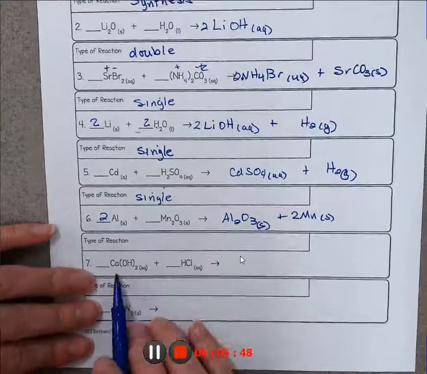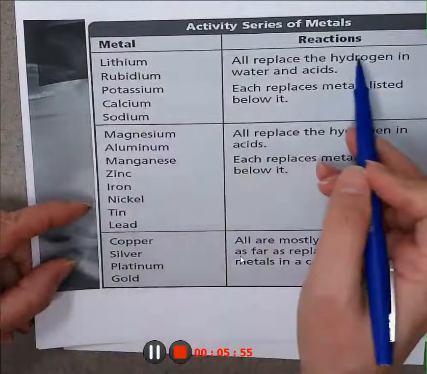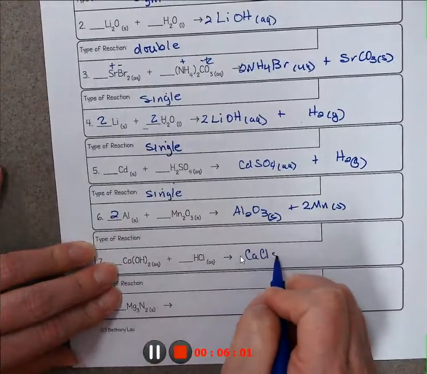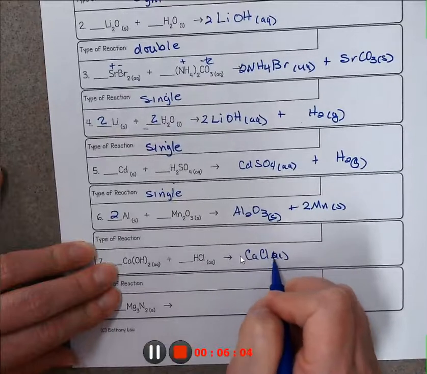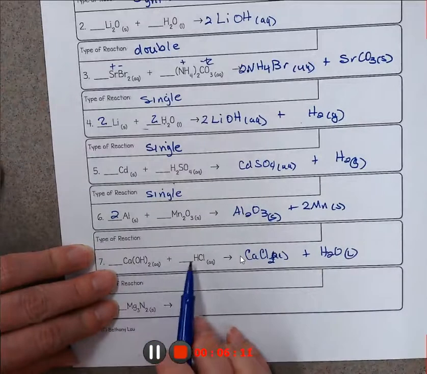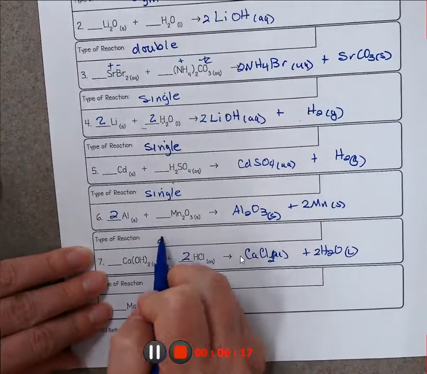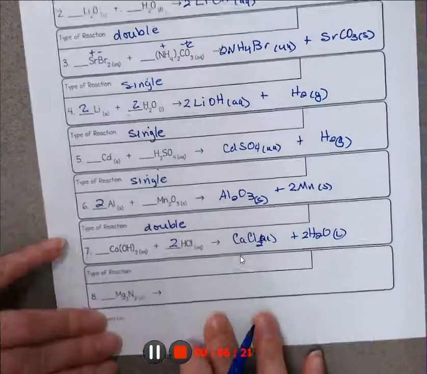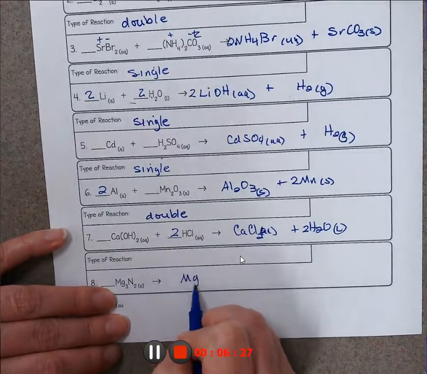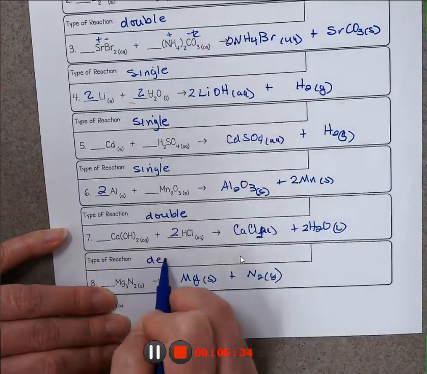Okay. We've got calcium hydroxide and hydrochloric acid. And we see from our little list, calcium can replace the hydrogen in acids. So we end up with calcium chloride, which is soluble. That needs to be a 2. And water, which is a liquid. 2 and 1, so I'm going to need 2 of those and 2 of those. And then this is an example of a double or neutralization. And then we have magnesium nitride. It's going to break down to just simple elemental magnesium, which is a solid, and nitrogen gas. And this is decomp.